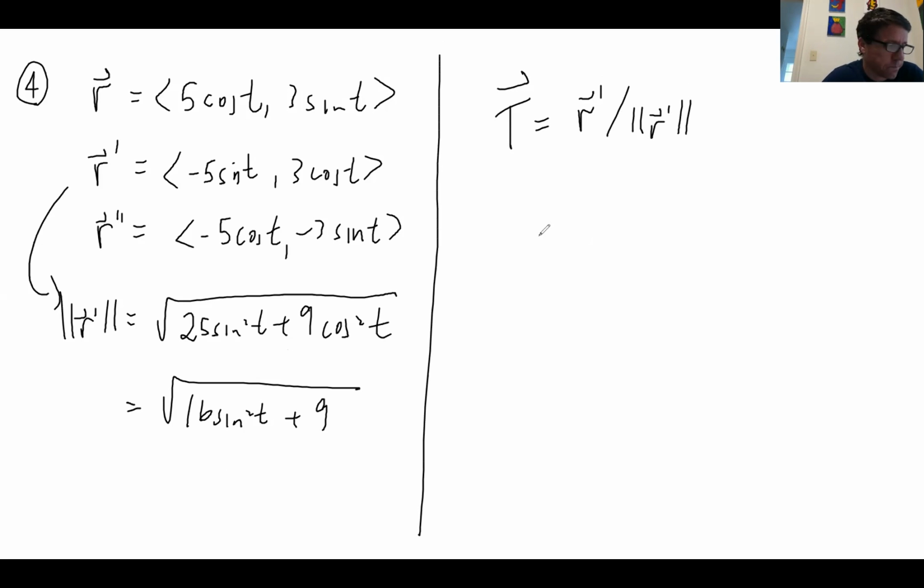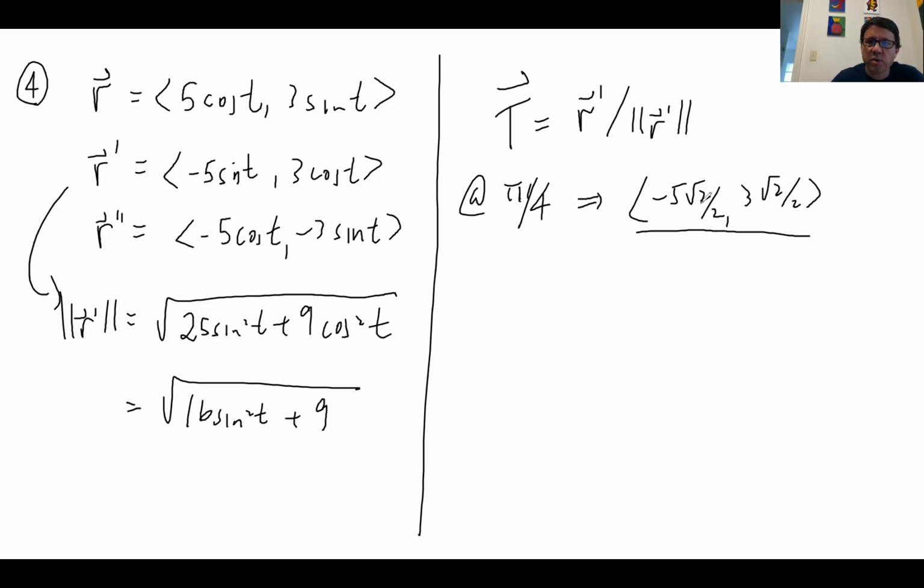Then, but you only care about it at pi over 4. So if you stuck that into pi over 4, on the top you'd get 5 square root 2 over 2 and 3 square root 2 over 2. And then if you stick the pi over 4 into this equation, well, pi over 4 will get square root 2 over 2, but you square it, you get a half. So a half of 16 is 8, so you just divide by 17.